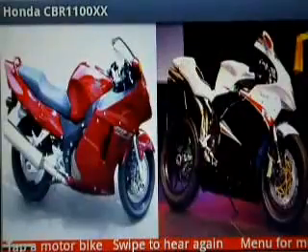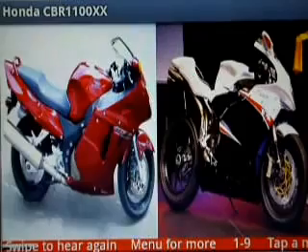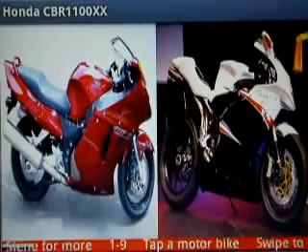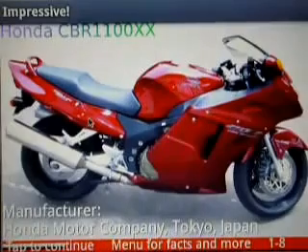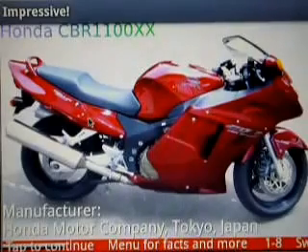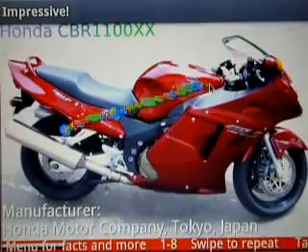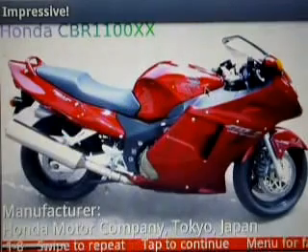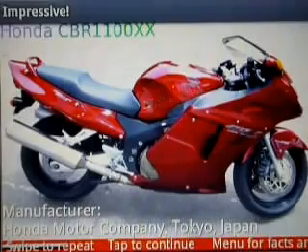Honda CBR 1100 XX. Now you have to choose the right photo. Well, I think this is the Honda. Honda CBR 1100 XX. Yes, it is. And if I want to hear that name again, I swipe. Honda CBR 1100 XX. Lovely, what a beautiful machine. Tap to continue.